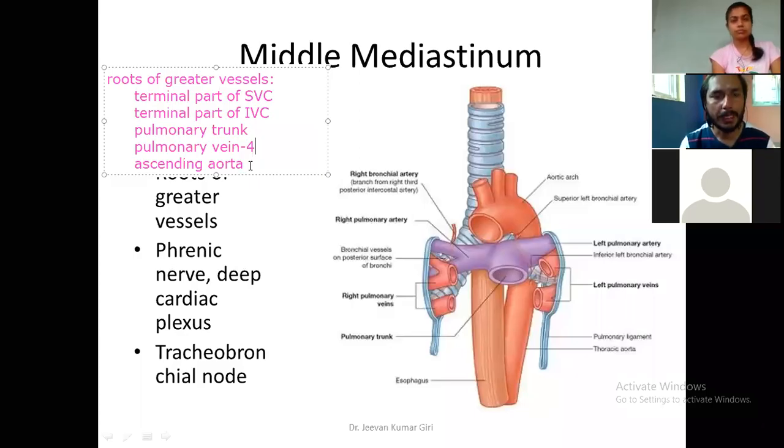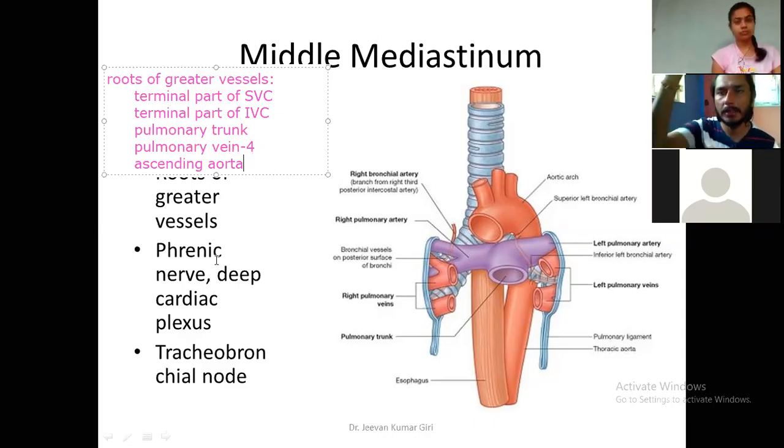Okay. Then the other structure you will see. Now the nerves you will see. That is the phrenic nerve and the deep cardiac plexus. Phrenic nerve also you will see in this region. Then the next nerve, the deep cardiac plexus, means a network of nerves. Just remember, you will not see it here. The phrenic nerve is the nerve of the diaphragm.